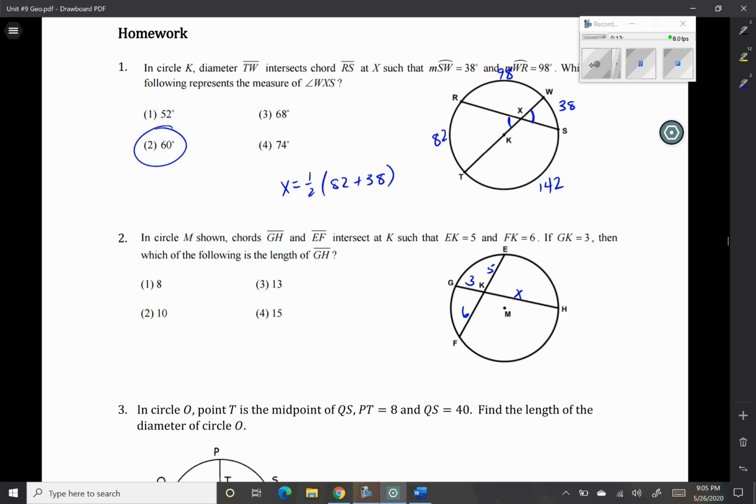So I see that I have two chords. They intersect each other, so I can multiply the parts together. So I have 30 is equal to 3x divided by 3. So x is 10. Now remember, x is only the length of KH. Notice it's a choice, but that's not the answer because I want to know the length from G all the way to H. So if this is now 10, this total length is 13.